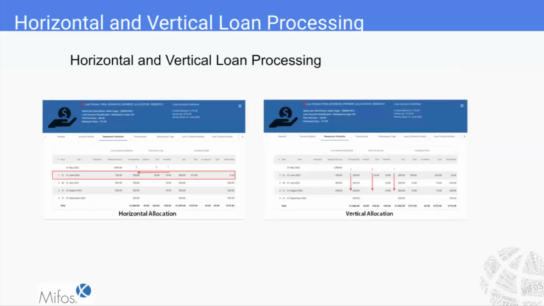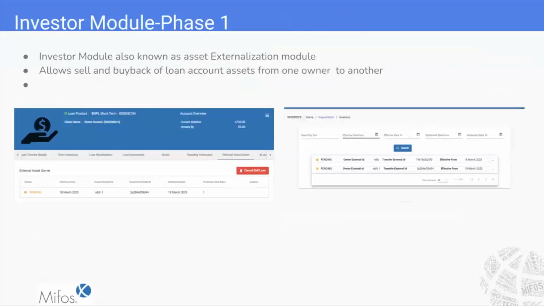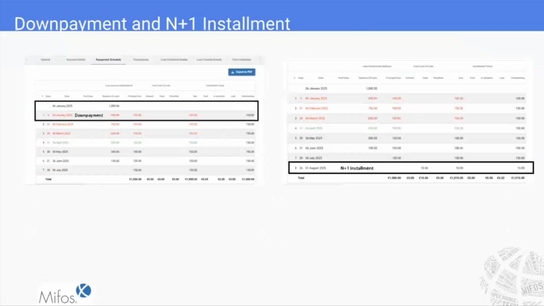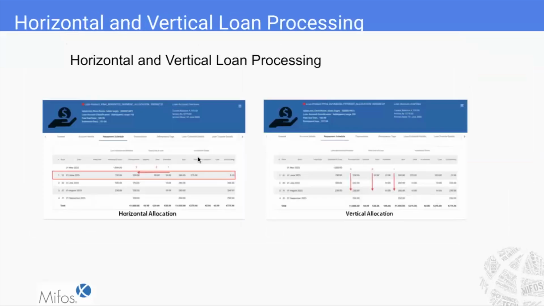So coming back to loan processing, I just talked about the allocation, right? The next slide talks about in which order this allocation has to happen. We can select in which order the allocation should happen at the installment level. There are two types of orders possible: one is horizontal and the other is vertical.